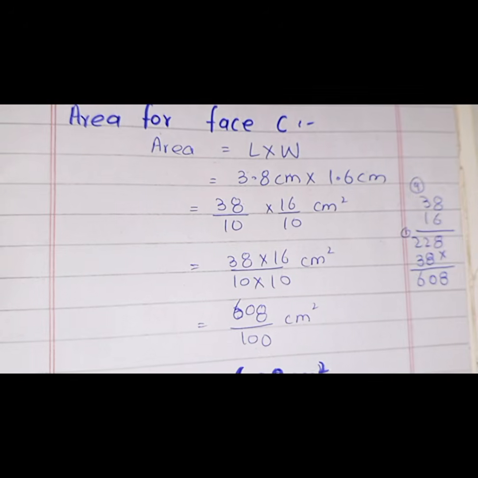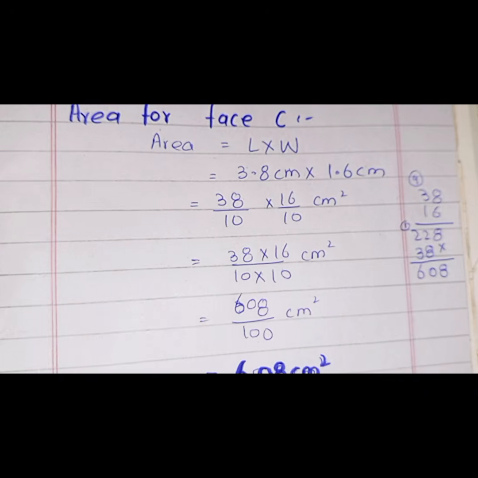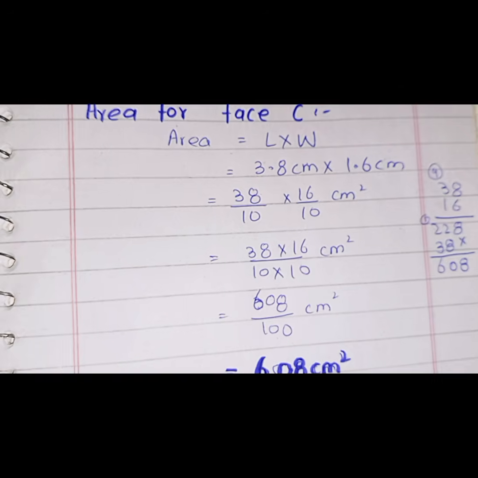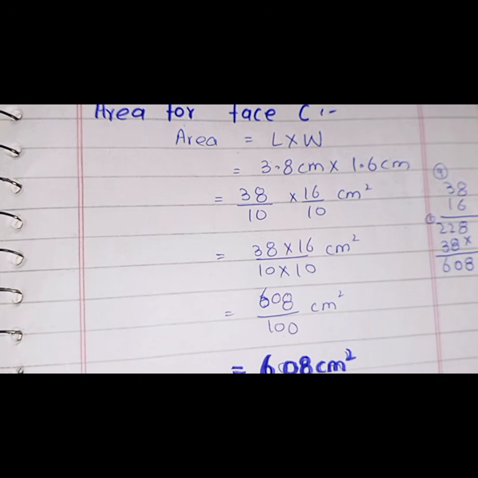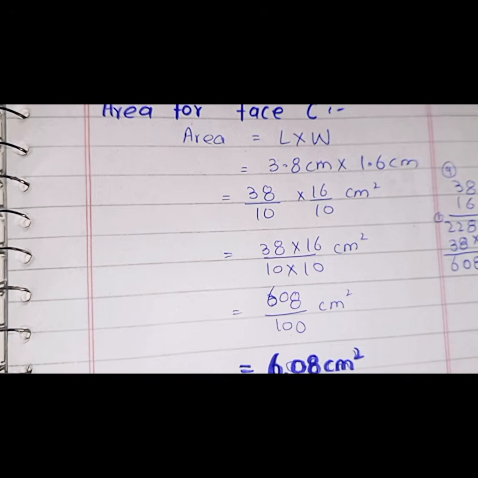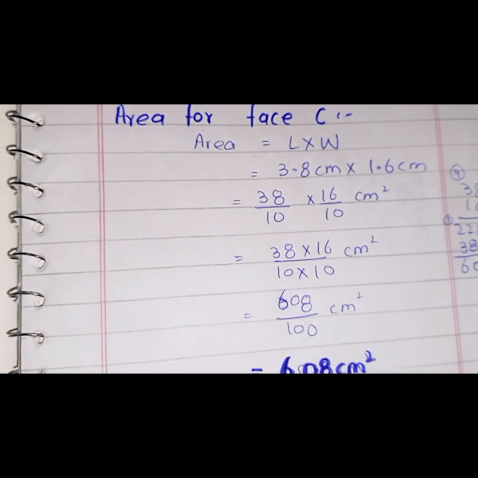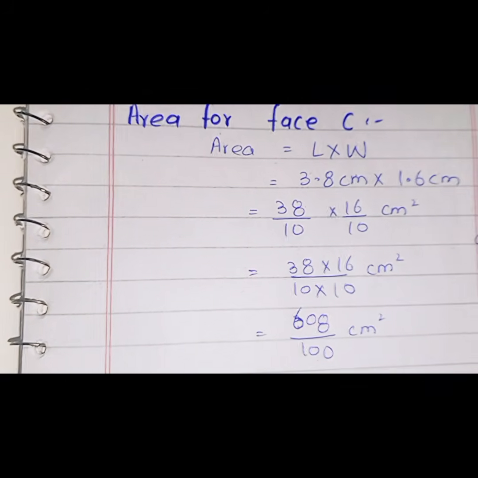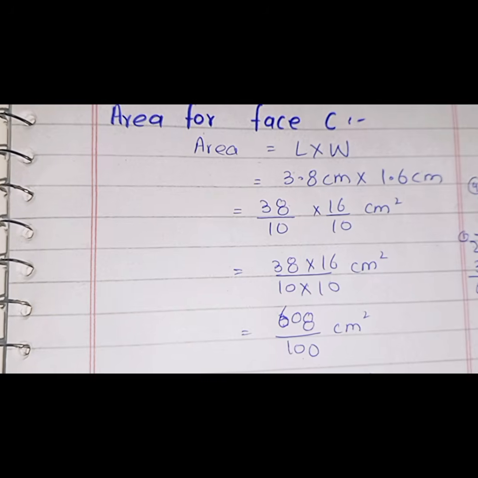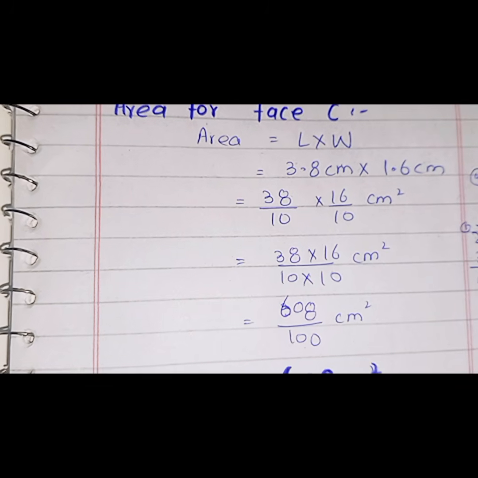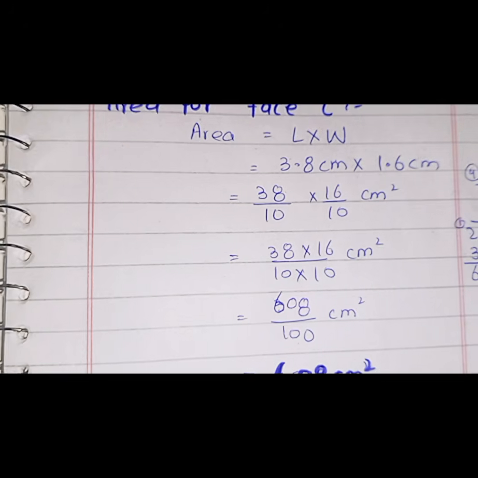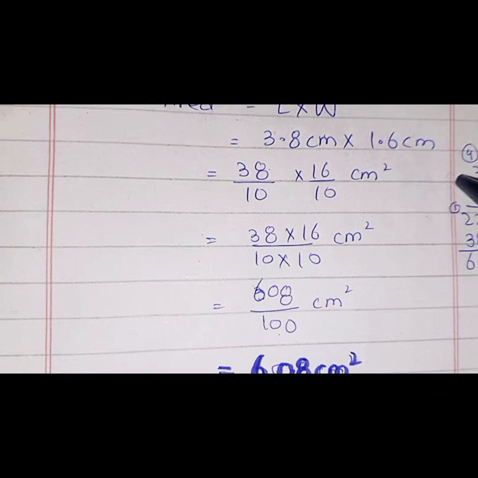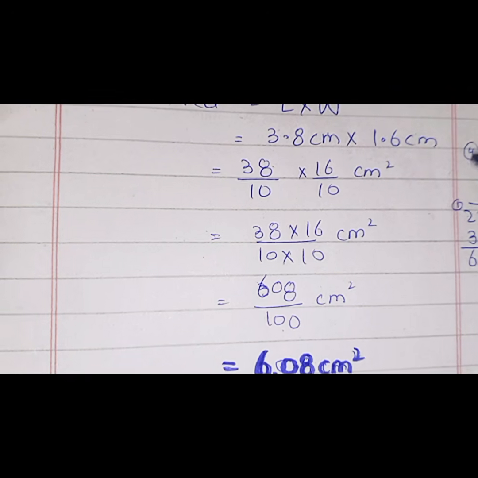Now we are going to solve the area for face C, as we know that area is equal to length multiplied by width. The length of face C is 3.8 centimeters and the width for face C is 1.6 centimeters. When we multiply centimeter by centimeter, it is equal to centimeter square. We all know that there is only one digit after the decimal point, so we can divide both of these numbers by 10. Now multiply numerator with numerator and denominator with denominator. When we multiply 10 by 10, we get 100, and multiply 38 by 16. 6 8s are 48. Write 8 here and 4 will be the carry. 6 3s are 18 and 4, 22.